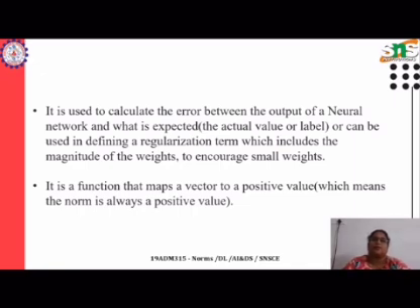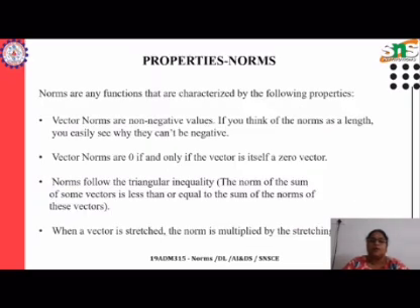Now, maybe they can ask in 2 marks, what are norms in deep learning? A function that maps a vector value into a positive value and is used to find out the error in the output of the neural network. So this is only 2 points.